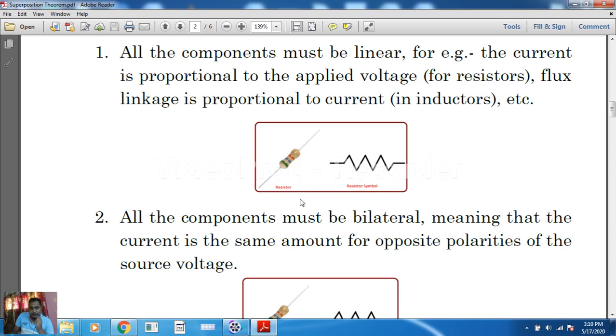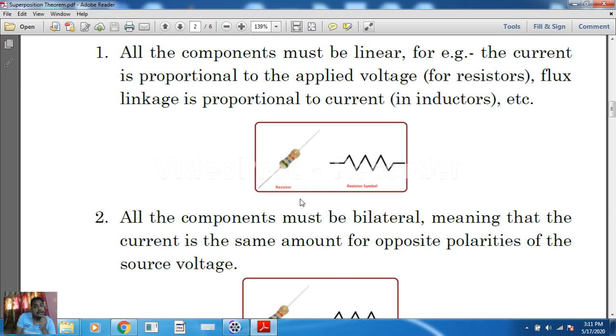Now the linear. Linear means, in one line, the element which follows the straight line equation. So what is the straight line equation? y is equal to mx plus c. That means the graph plotted between v and i, if we consider voltage on the x-axis and current on the y-axis, the characteristics will be linear. That means when voltage is increasing, current is increasing. When voltage is decreasing, current is decreasing. In that case we can use this superposition theorem, and that property is known as the linear property, and the element which has this property is known as a linear element. So linear means the VI characteristics will be linear, following the straight line equation.